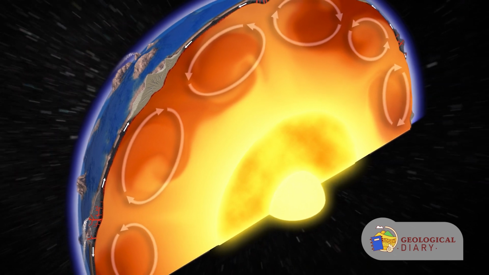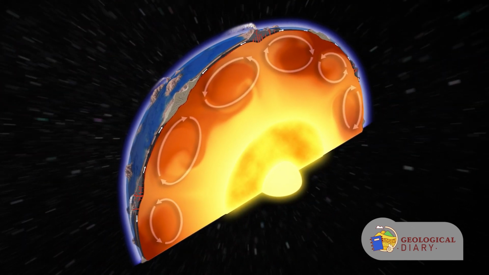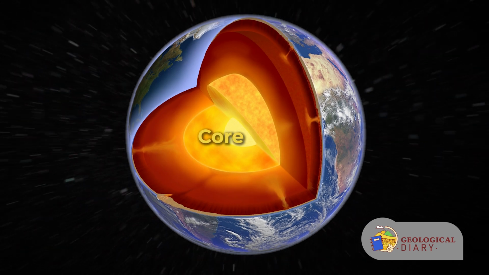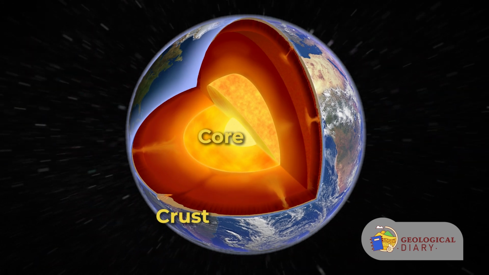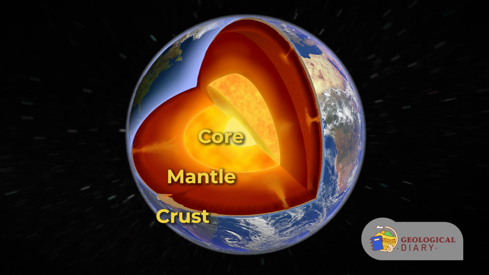Continuous chemical differentiation during this early stage of our planet resulted in the three basic subdivisions of Earth's interior: the iron-rich core, the thin primitive crust, and the Earth's largest layer, called the mantle, which is located between the core and the crust.